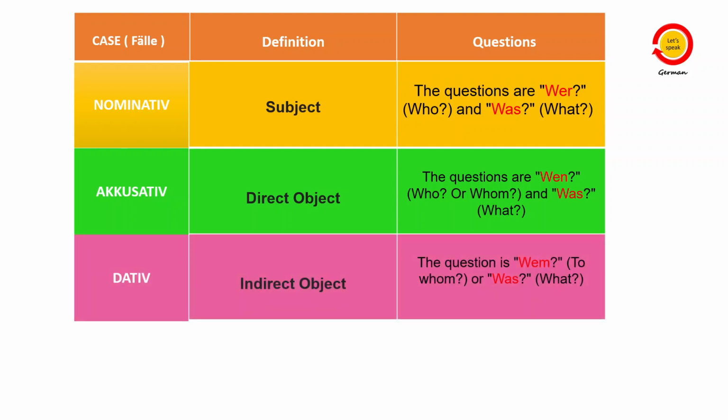Der Dativ or the dative case is also known as the indirect object. The indirect object is the noun that receives something. It generally indicates to whom or for whom something is being done. Der Dativfall is also used after certain verbs and prepositions. The questions for der Dativfall are wem, to whom, or was, what.